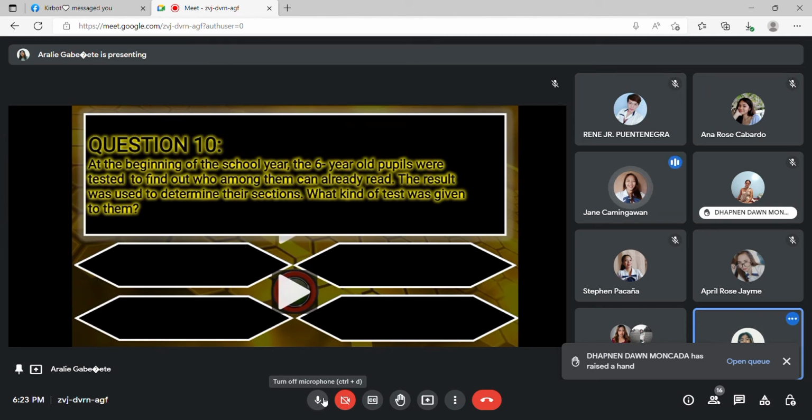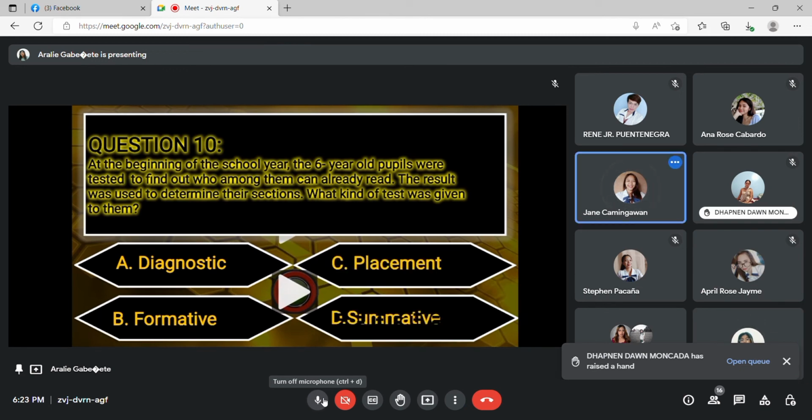At the beginning of the school year, the 6-year-old pupils were tested to find out who among them could already read. The result was used to determine their sections. What kind of test was given to them? Diagnostic, formative, placement, summative. Your time starts.